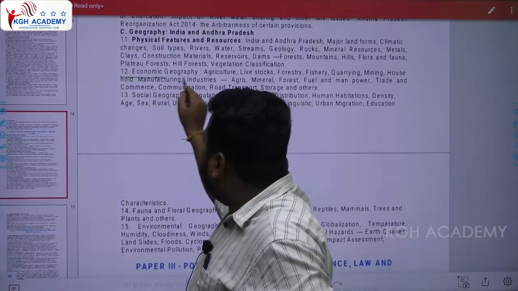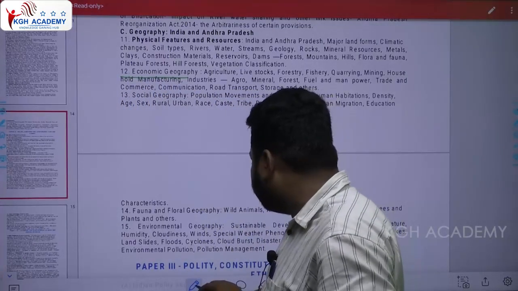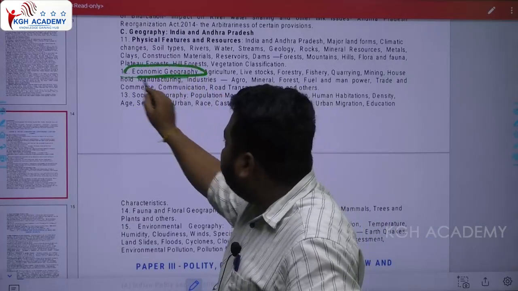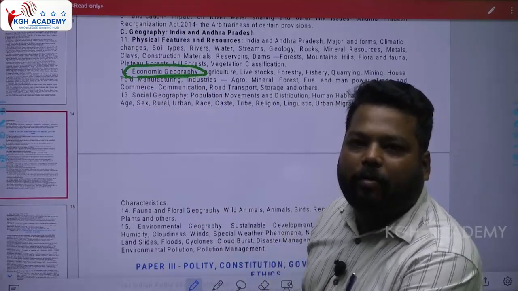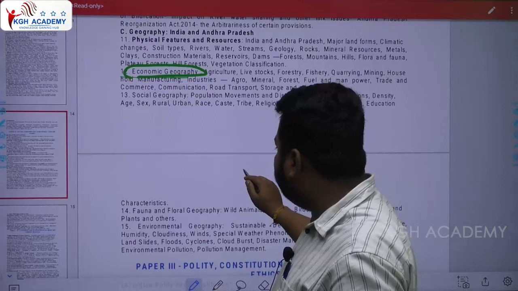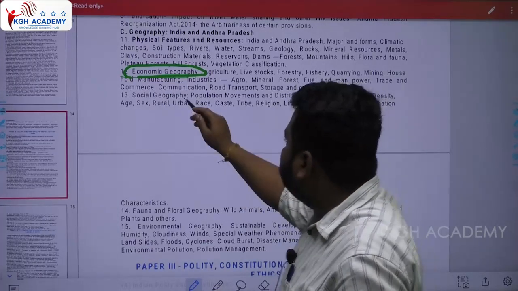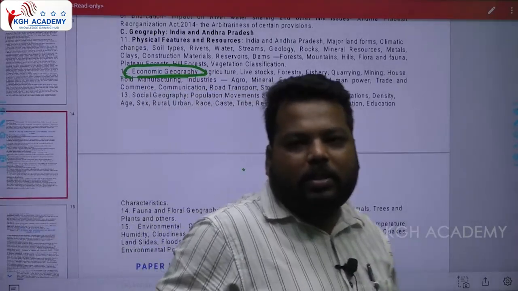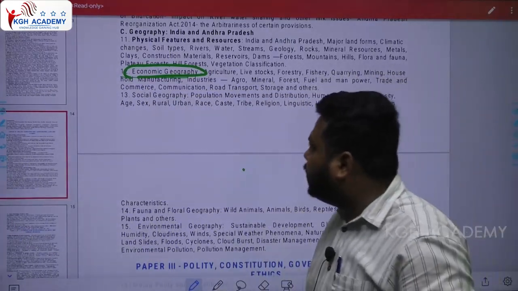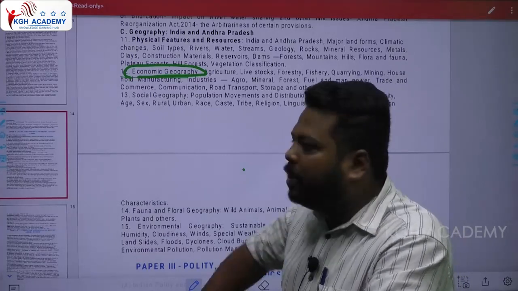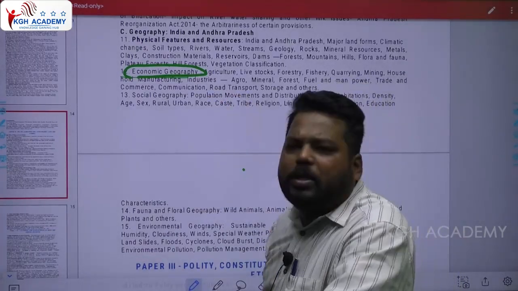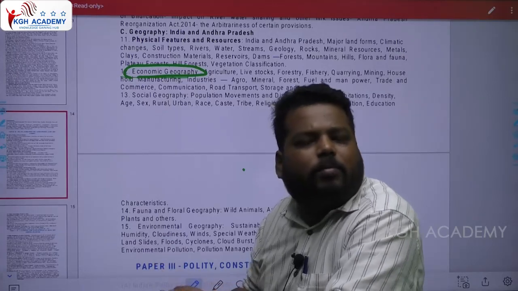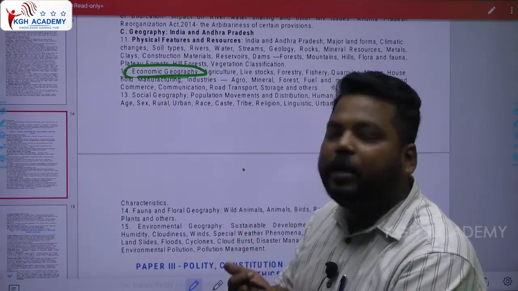So the second chapter has high emphasis on economic geography. If you see the syllabus, the second chapter which is present, hope everyone has this syllabus in front of you. In that economic geography, what are the economic resources, what are the economic activities that happen? That is the most important area from where the questions tend to come.